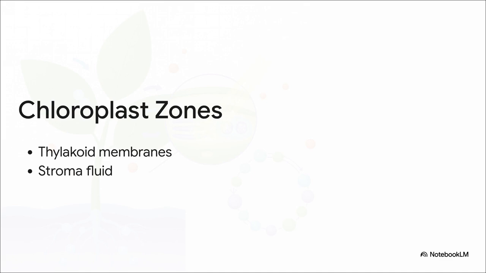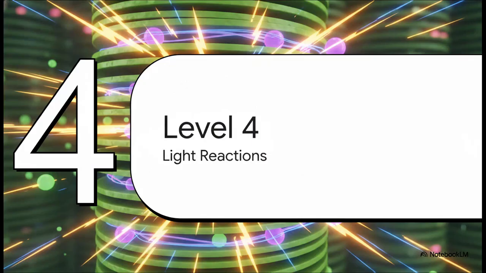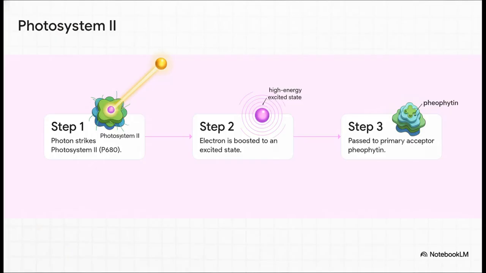This is where the light-independent reactions, better known as the Calvin cycle, take place. Next up, level 4, light-dependent reactions. Let's descend directly into those thylakoid membranes. Things happen at literal lightning speed here, as the plant converts sheer solar energy into usable chemical energy. It's a rapid, pulsing biophysical process.